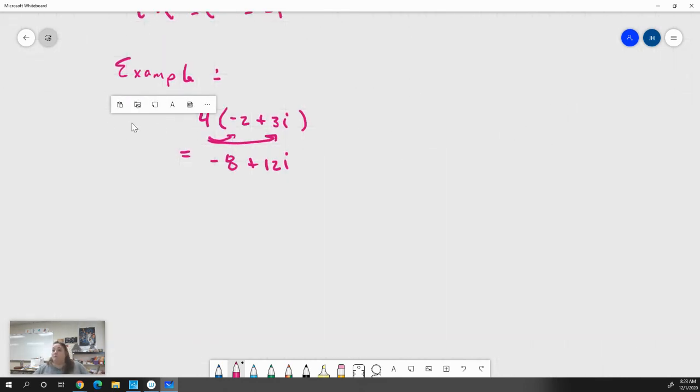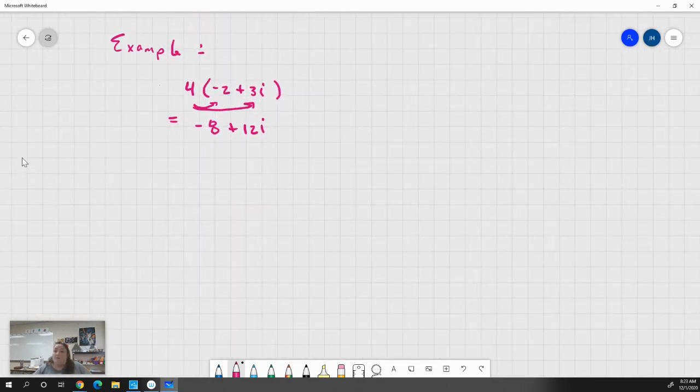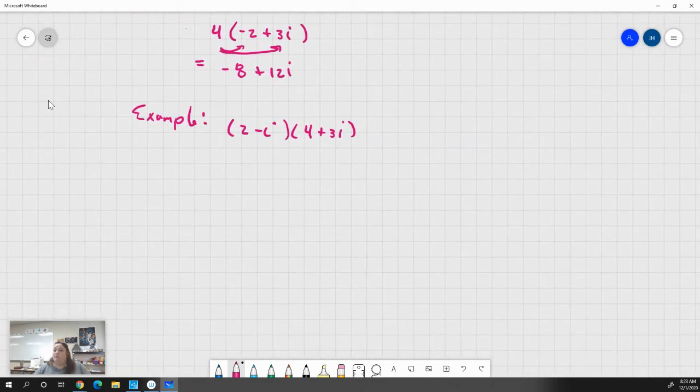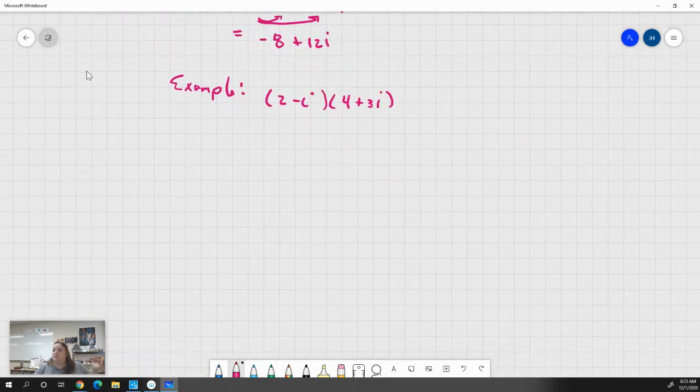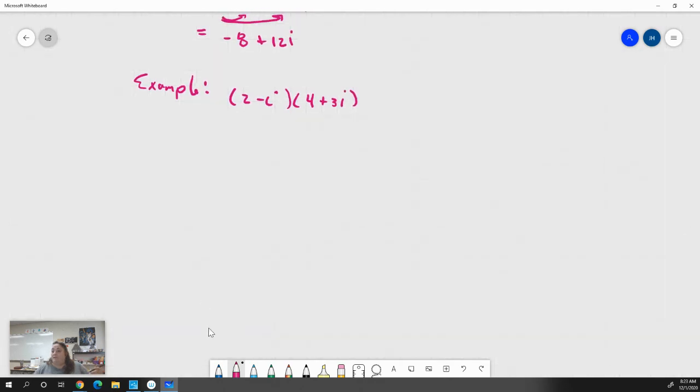But every time I touch the screen, I make it bigger. But let's look at another example. Say I have 2 minus i times 4 plus 3i. So we're multiplying. Ooh, that just wanted to go with me. Oh, what the heck was that all about.